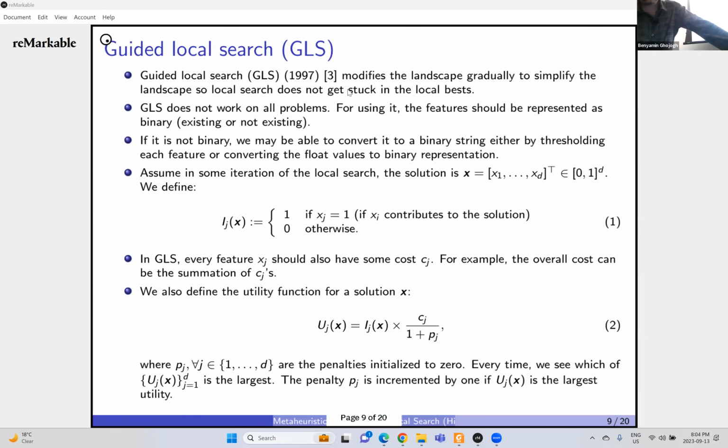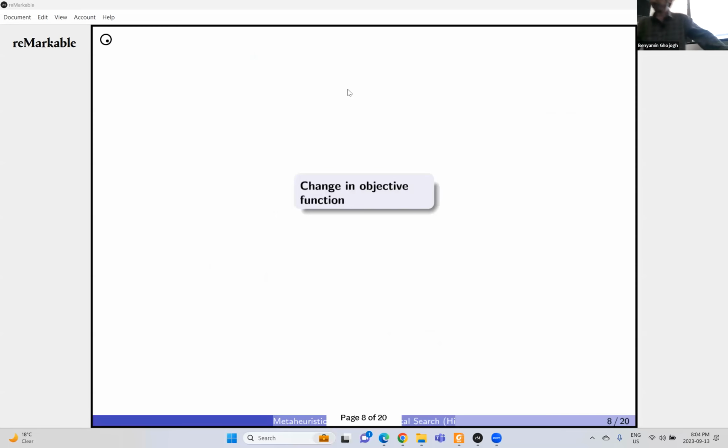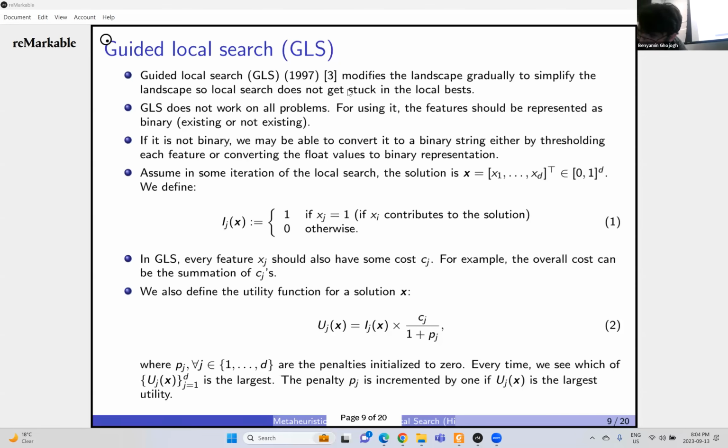Okay. The next category is change in objective function. Guided local search was proposed in 1997, reference 3. It modifies the optimization landscape gradually. So another way to improve local search is let's change the optimization landscape gradually. It modifies the landscape gradually to simplify the landscape so local search does not get stuck in the local best.